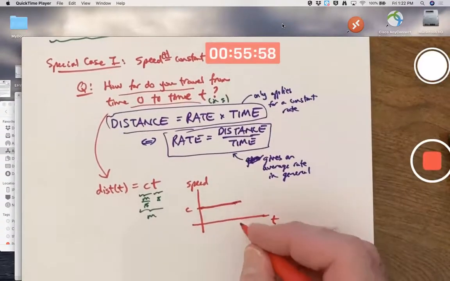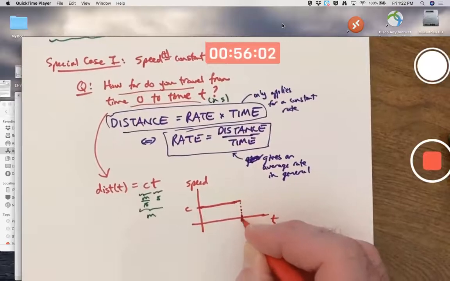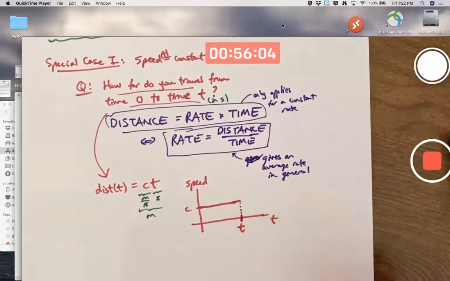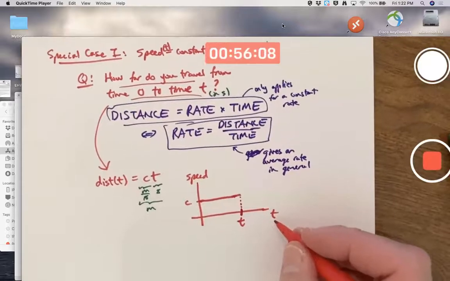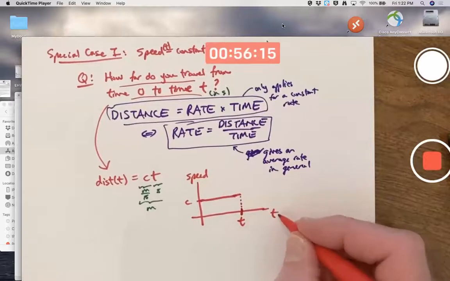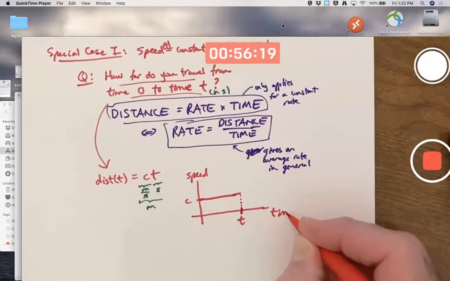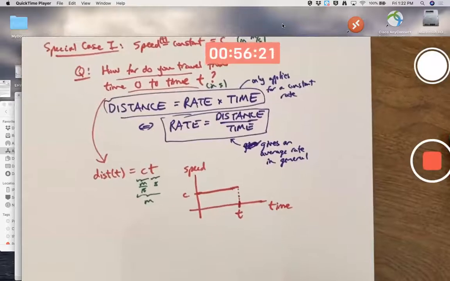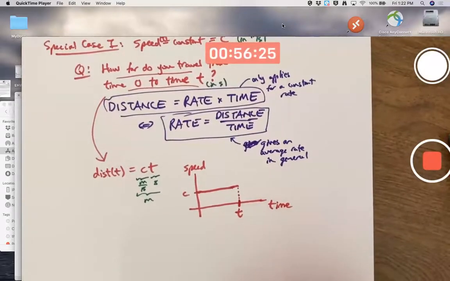From time 0 to time t, okay, I'm going to abuse notation here. I'm using the letter t in two ways, both as a label for the axis, a variable, and as a number, a specific number. Don't let it bother you. Maybe to avoid the ambiguity here, I'll just label the axis time instead. T is a specific positive moment in time, but it could be any positive moment in time.